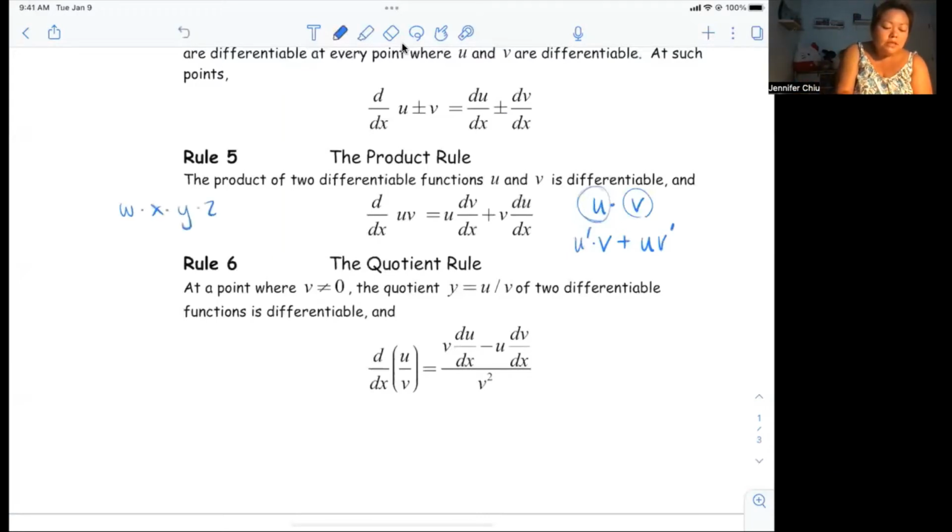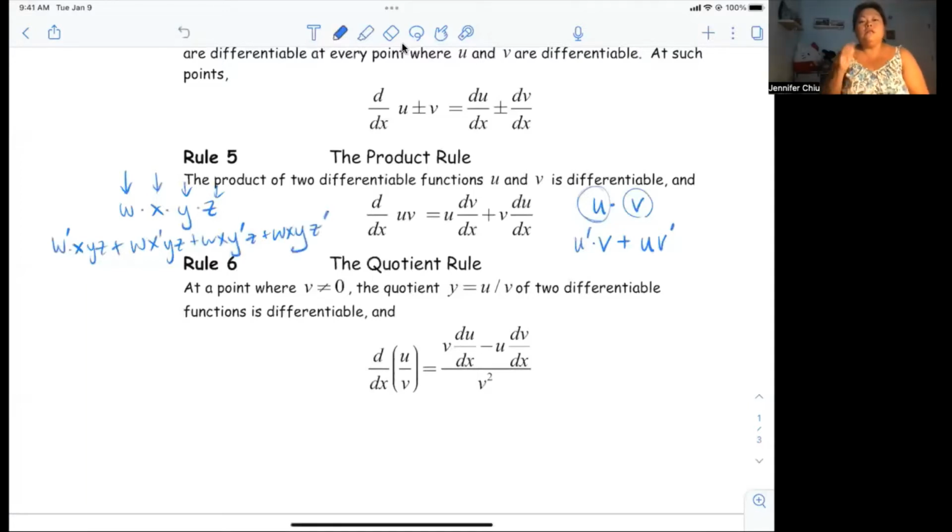You go with the first. So you go w prime and everybody else stays the same, x, y, z. And then w stays the same now. This is the second one, x prime, y, z. And then the next one, wx, and then y prime, z. And then the last one, wxy, and times z prime. So you take the derivative of one of the terms each time. You don't take it all at once, and you multiply it by the rest of the ones that didn't get taken the derivative of, okay?